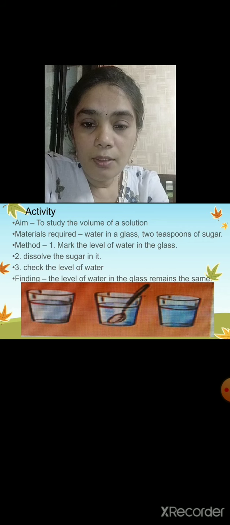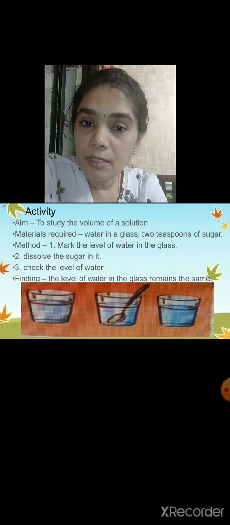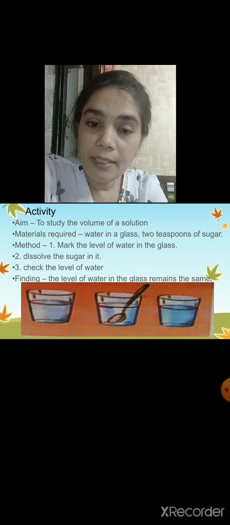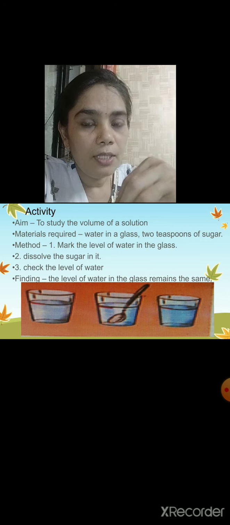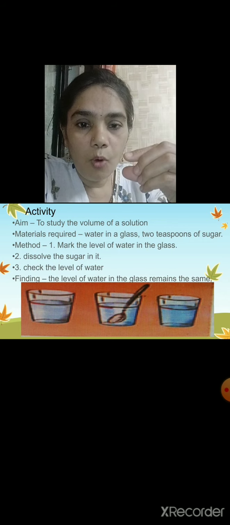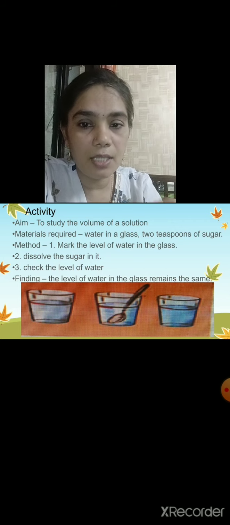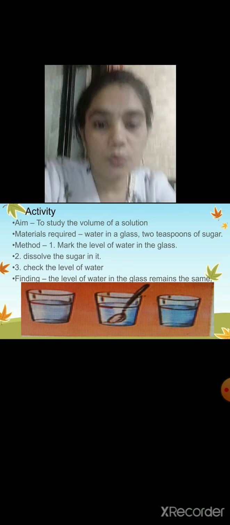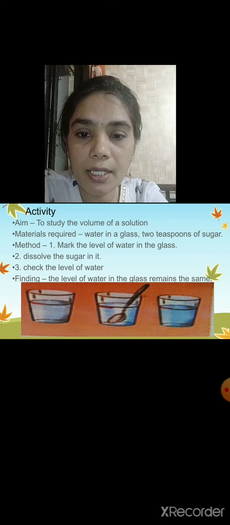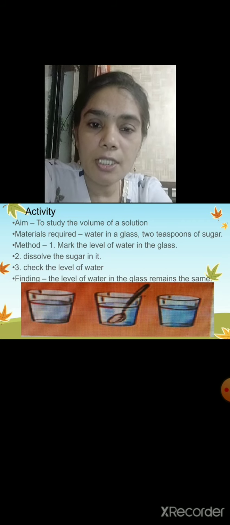So again, we'll take a glass of water and let us add the sugar and keep on stirring. So when you add something in the water, does the volume of the water rise? No, it remains the same. So to study this, we have to do this experiment again, that is, to study the volume of a solution.